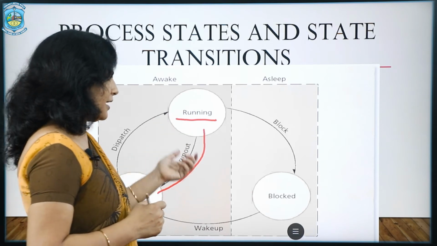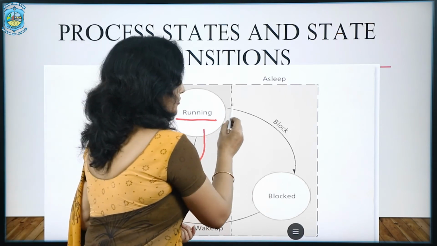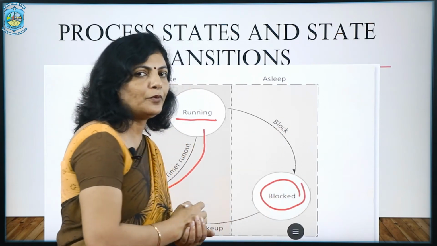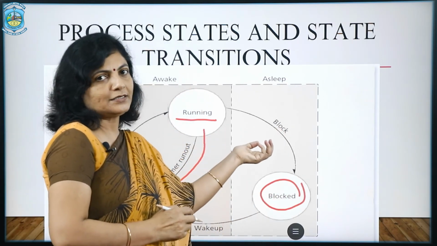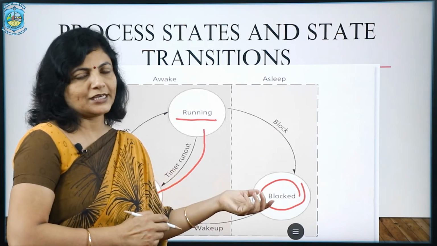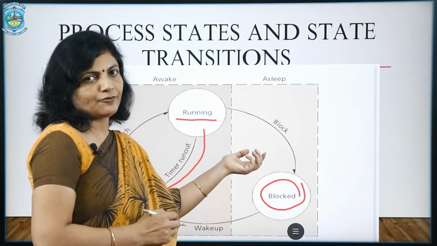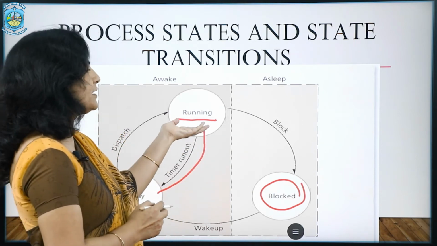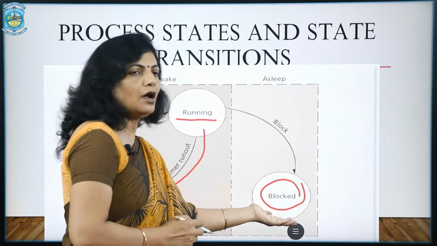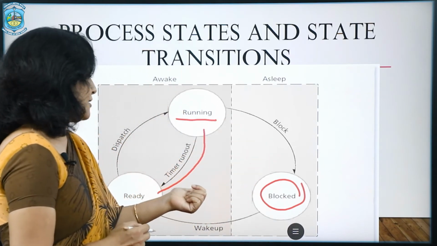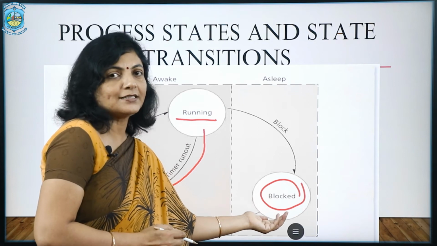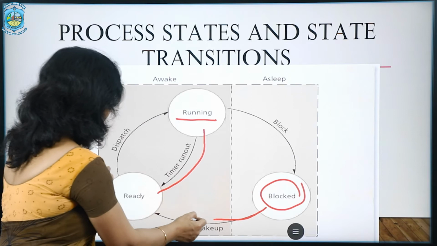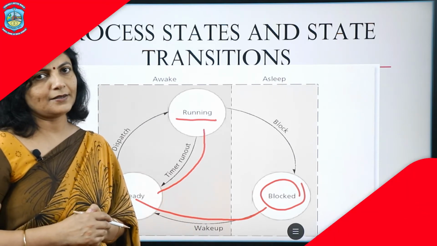And from the running state, some of the processes are blocked. So, it goes into the blocked state. When process requires some I/O synchronization or it waits for some event to be occurred, that is taken away from the running state to the blocked state. And when that synchronization is done, that is again brought back from the blocked state to the ready state.